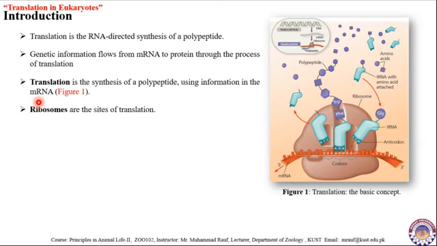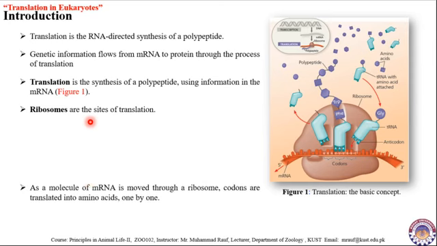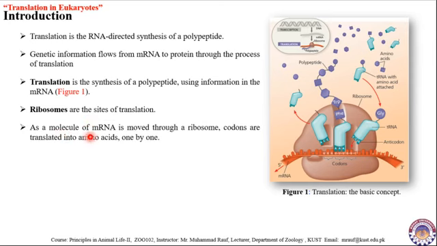Ribosomes are the factories. These are the protein workbenches. These are the sites where the process of translation takes place, and ribosomes are universal organelles. They are not bounded by any membrane, and they are present in almost all organisms, both prokaryotes and eukaryotes. As a molecule of messenger RNA is moved through a ribosome, codons are translated into amino acids one by one.